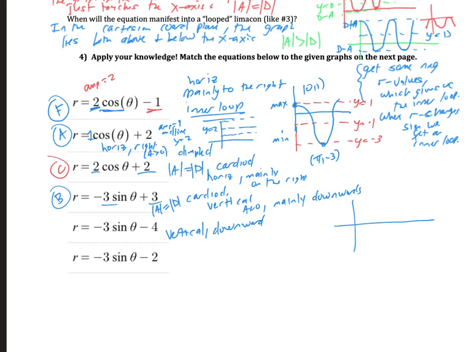So let's make a quick sketch. Here, D is -4, so the midline is y equals -4. The amplitude here is 3. So we're going to go up 3 to y equals -1 and down 3 to y equals -7. This would be a sine graph, so it starts at the midline. It's negative, so it's going to go down. So that would be our graph.